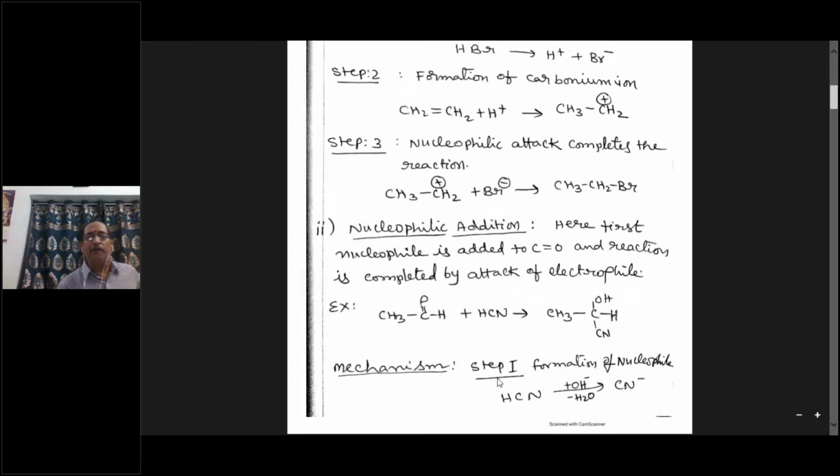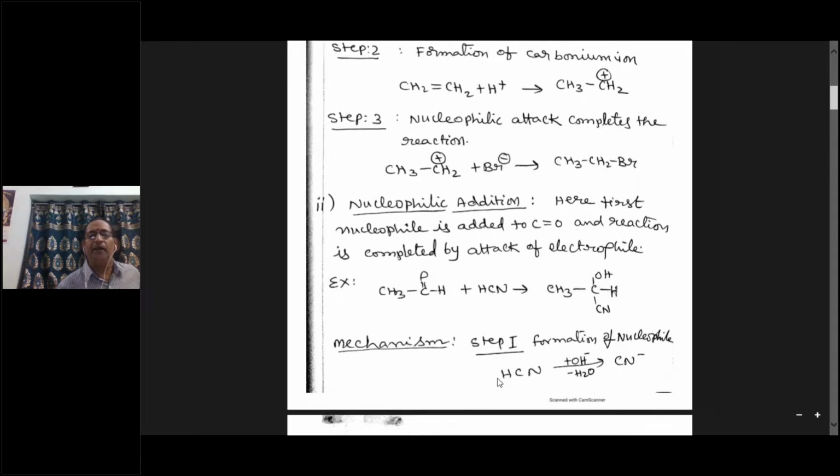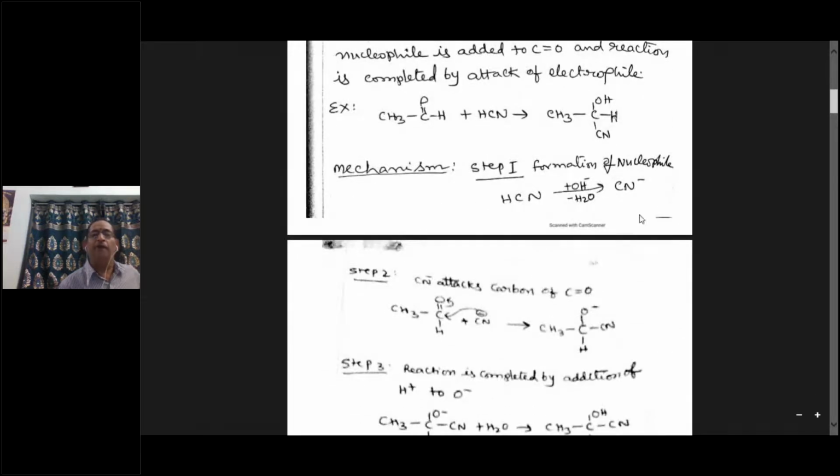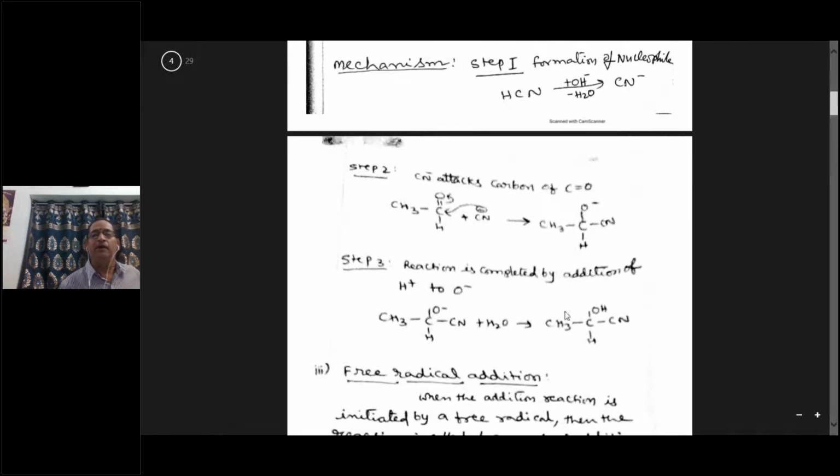Here, the first step involves ionization of HCN to form cyanide ion. This cyanide ion attacks the carbon of acetaldehyde. You will get the anion of acetaldehyde cyanohydrin, where oxygen carries a negative charge, and the reaction is completed by the addition of H plus ion to the O minus ion, and the final product is acetaldehyde cyanohydrin. This is about the mechanism of nucleophilic addition reaction.